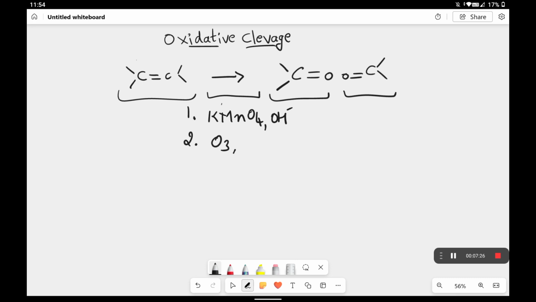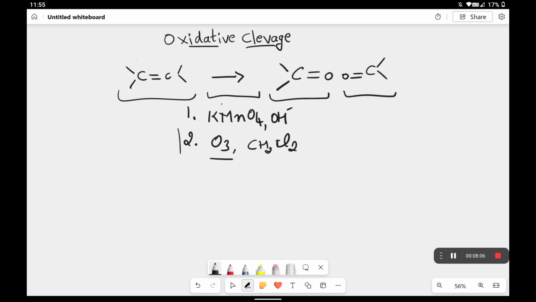So the ozone is stable at very low temperature, isn't it? At very low temperature we have to pass this ozone gas, using solvents like dichloromethane, CH2Cl2. Then this oxidative cleavage is going to happen. Then by adding dimethyl sulfide, you will get two different, or dissociated, compounds.